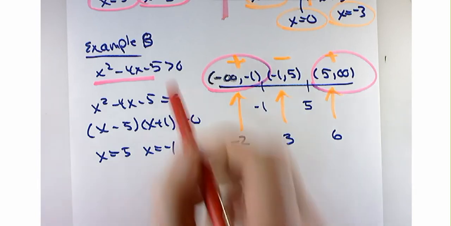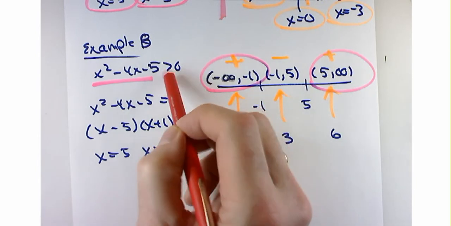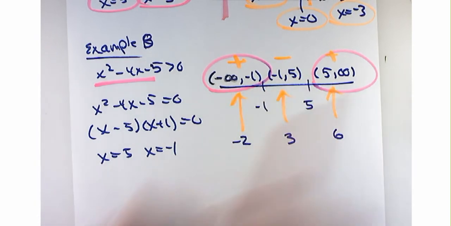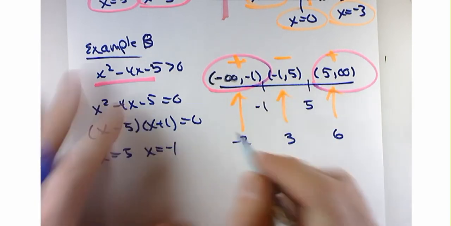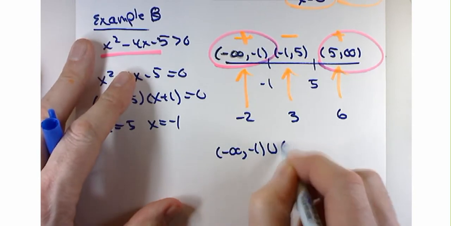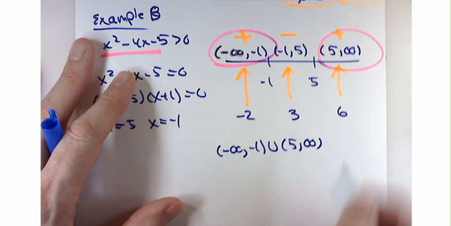The nice thing is that that's a greater than, not a greater than or equal to or a less than or equal to, so you don't have to worry about the endpoints. Everything for this one is going to be done in parentheses. So negative infinity to negative 1, union 5 to infinity.